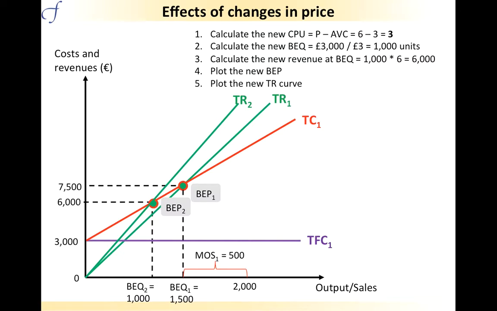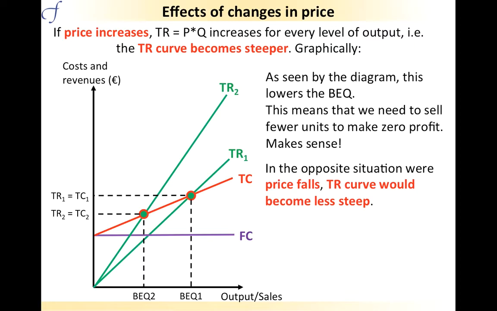And that's it. In general, when the price increases, the gradient of the total revenue curve increases, and when the price decreases, the gradient decreases. The higher the price, the smaller the number of units that we need to be selling in order to make zero profit, and vice versa.